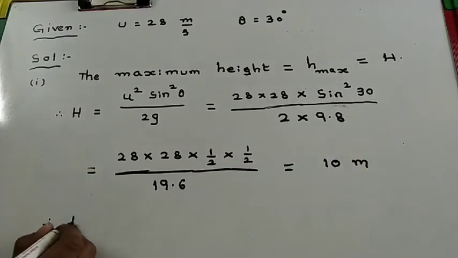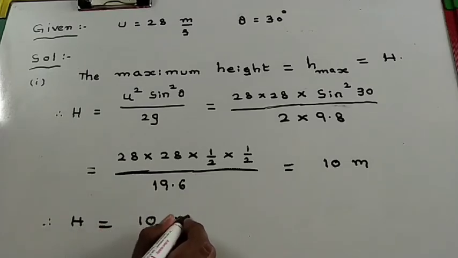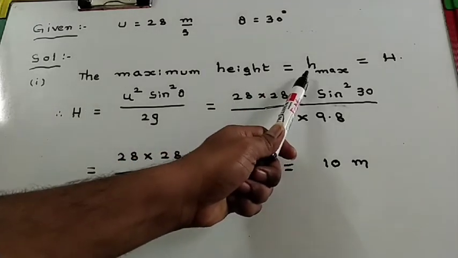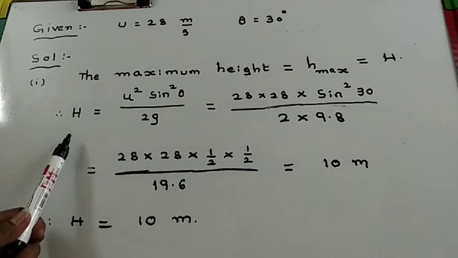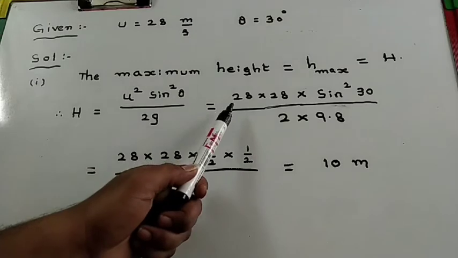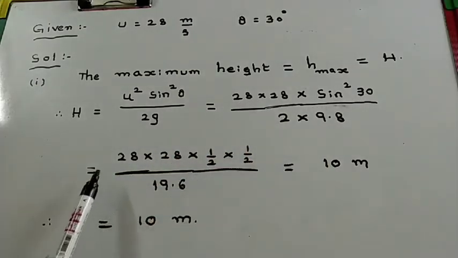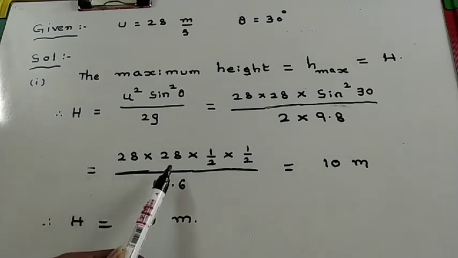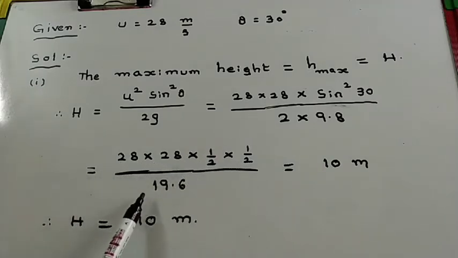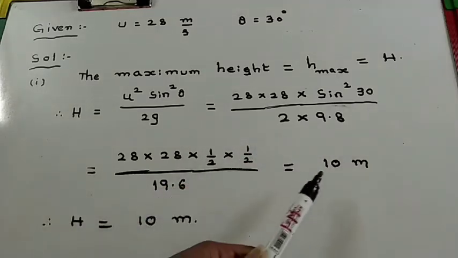Therefore, the maximum height H is equal to 10 meters. Once again I am repeating, the maximum height H is equal to u square sine square theta by 2g, that is equal to 28 into 28 into sine square 30 by 2 into 9.8, that is equal to 28 into 28 into 1 by 2 into 1 by 2 whole by 19.6, because 2 into 9.8 is equal to 19.6, that is equal to 10 meters. Therefore, H is equal to 10 meters.